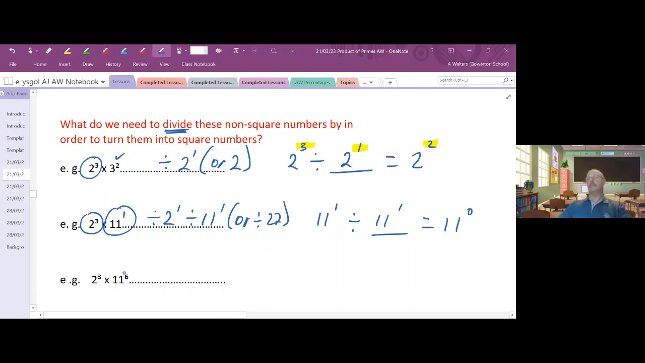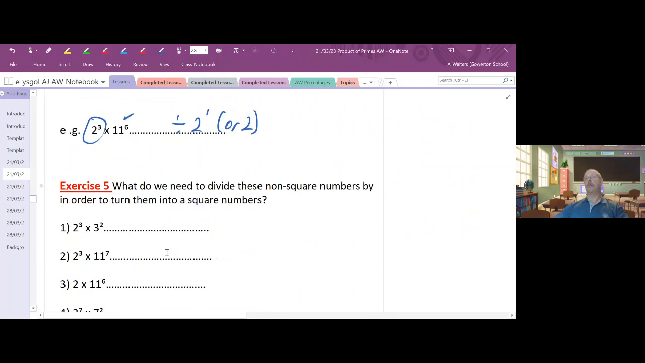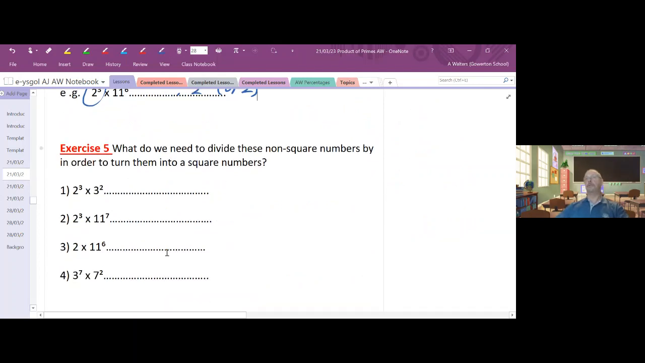And the last question, I'm happy with 11 to the 6 because it's got an even power, but this is something I need to change into 11 squared, so I just divide it by 2, or 2 to the 1. Don't write both answers down, either write 2 to the 1 or 2. Okay, the next one. Well, you try those questions and pause the screen when you're ready.